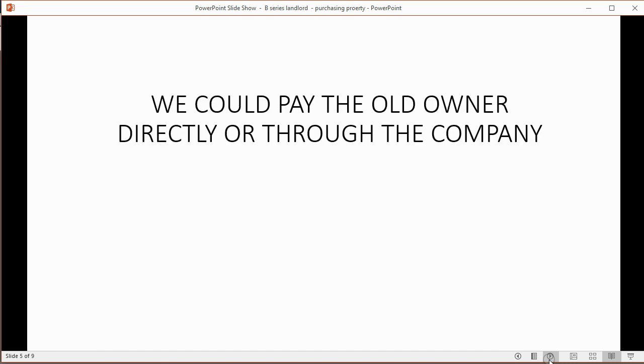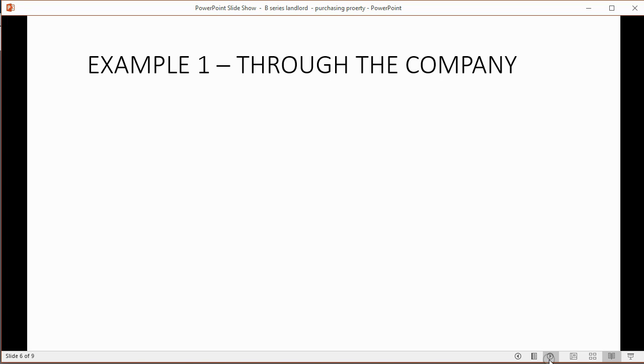Now, there are 2 possibilities as far as buying this house. We could pay the old owner directly or through the company bank account. Paying directly means the money comes directly from the owner's pocket to the new owner, or directly from the bank for the mortgage to the new owner. But in our first example, we're going to pay through the company that you have established that buys, renovates, sells, and also rents property. So assuming you're doing your transactions through a company, this would be how you do it.